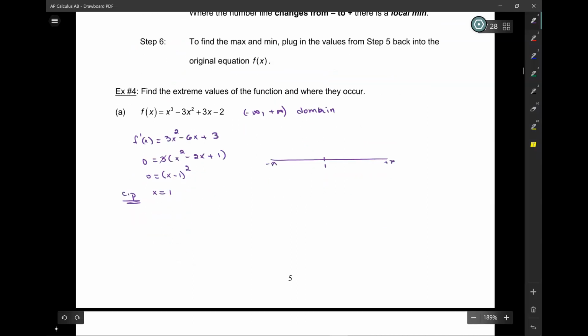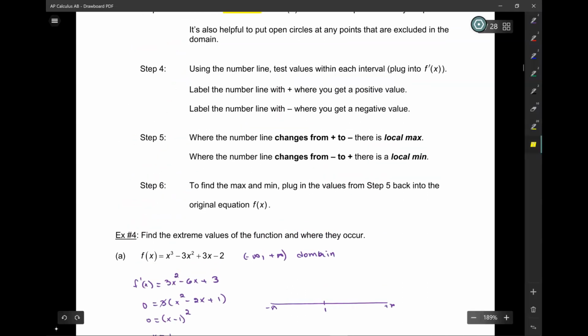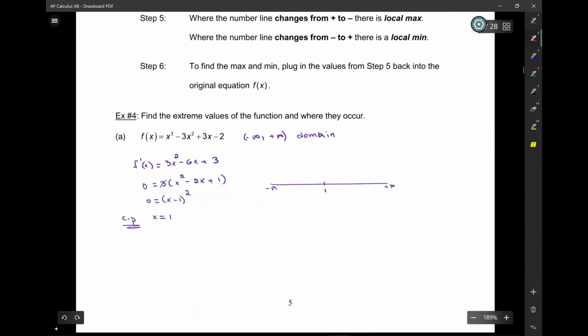Now, using the number line, test values within each interval. Here's the important part, guys: we have to plug them into f prime of x. Let's pick 0. If I plug it into f prime of x, do I get a positive or a negative value? Positive. If I pick 2 and plug it in there, what do I get? Still positive. Okay, here we go.